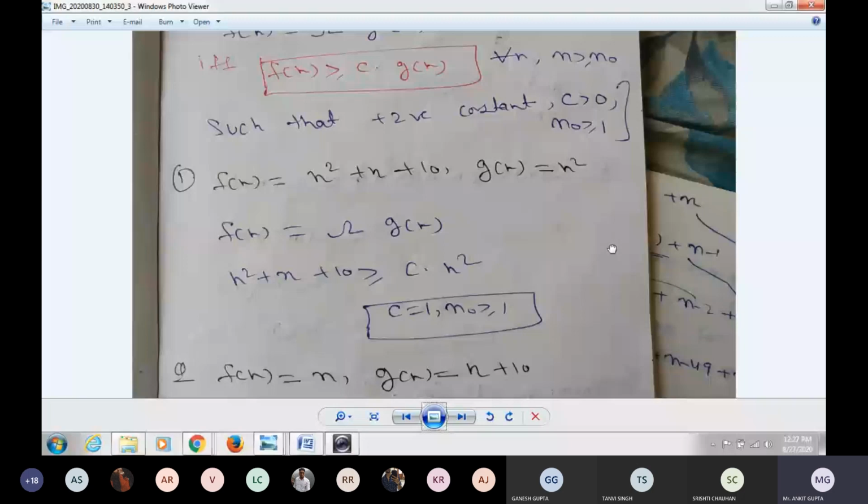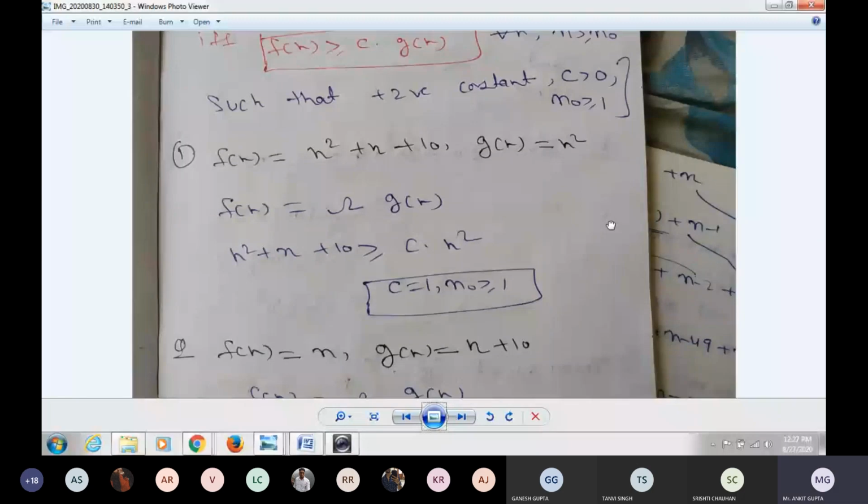If I take c equal to 1 and n naught greater than or equal to 1, the condition will be satisfied for all the values. If I take the minimum value of c as 1 and n naught greater than or equal to 1, the condition always will be satisfied. You can take any value, suppose n greater than or equal to 2, 3, 4 like that. So the minimum value is 1. So the condition will be satisfied in all cases. Are you getting?